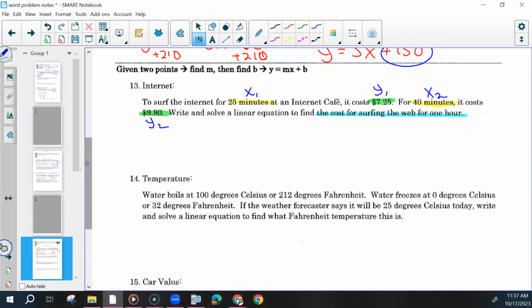So algebraically, if we're given 2 points, we have to find the slope. So I'm going to write that formula off to the side, y2 minus y1 over x2 minus x1. So we have 980 minus 725 over 40 minus 25. So we can put that all into the calculator at once. We can do it numerator then denominator. It does not matter.